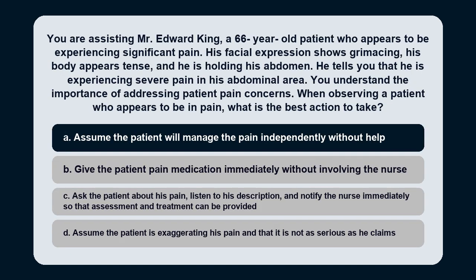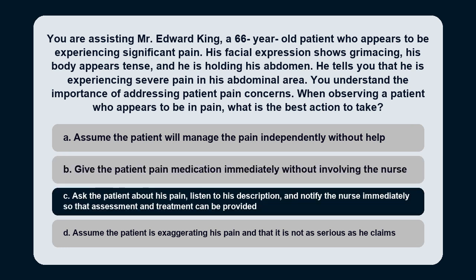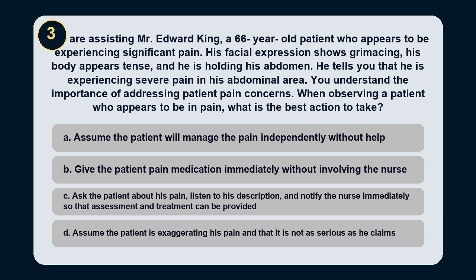Option A. Assume the patient will manage the pain independently without help. Option B. Give the patient pain medication immediately without involving the nurse. Option C. Ask the patient about his pain, listen to his description, and notify the nurse immediately so that assessment and treatment can be provided. Option D. Assume the patient is exaggerating his pain and that it is not as serious as he claims.